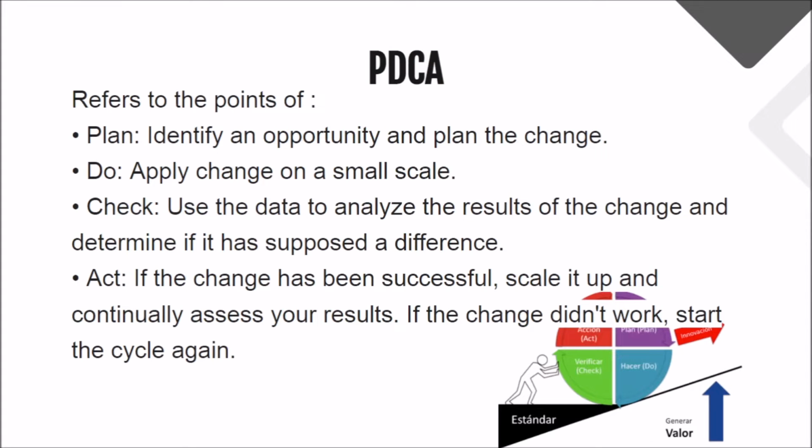PDCA. Plan: identify an opportunity and plan the change. Do: apply the change on a small scale. Check: use the data to analyze the result of the change and determine if it has made a difference. Act: if the change has been successful, scale it up and continually assess your results. If the change did not work, start the cycle again.